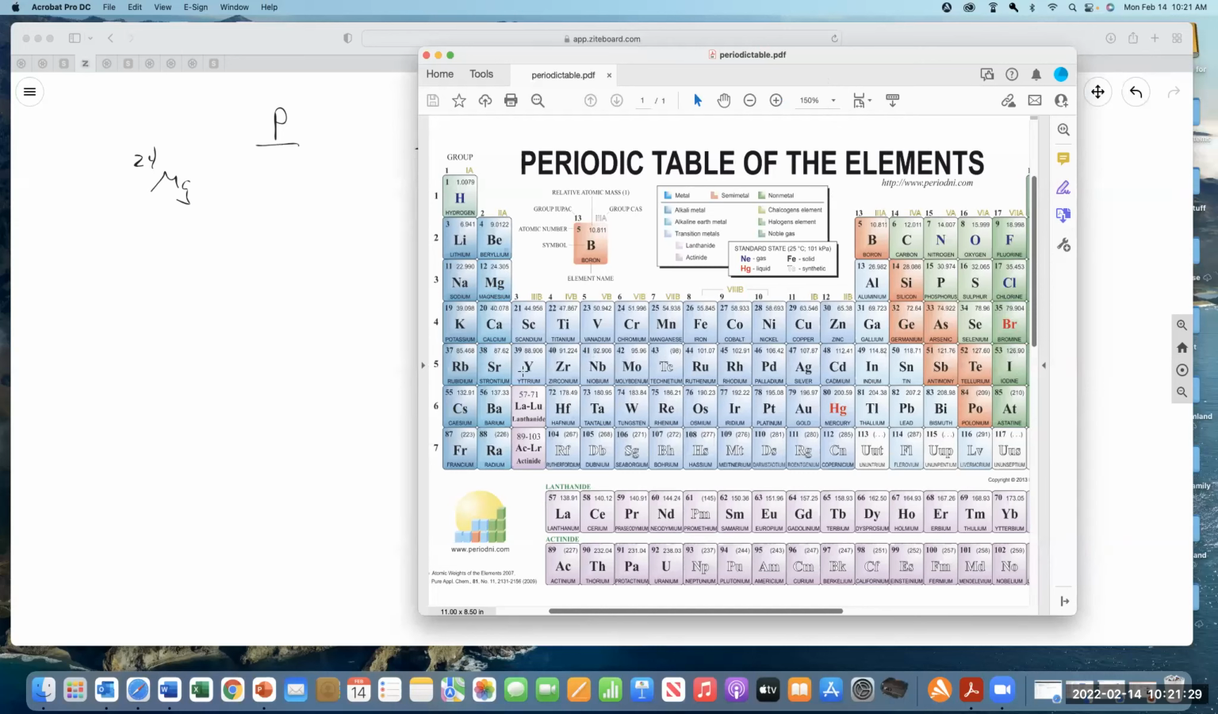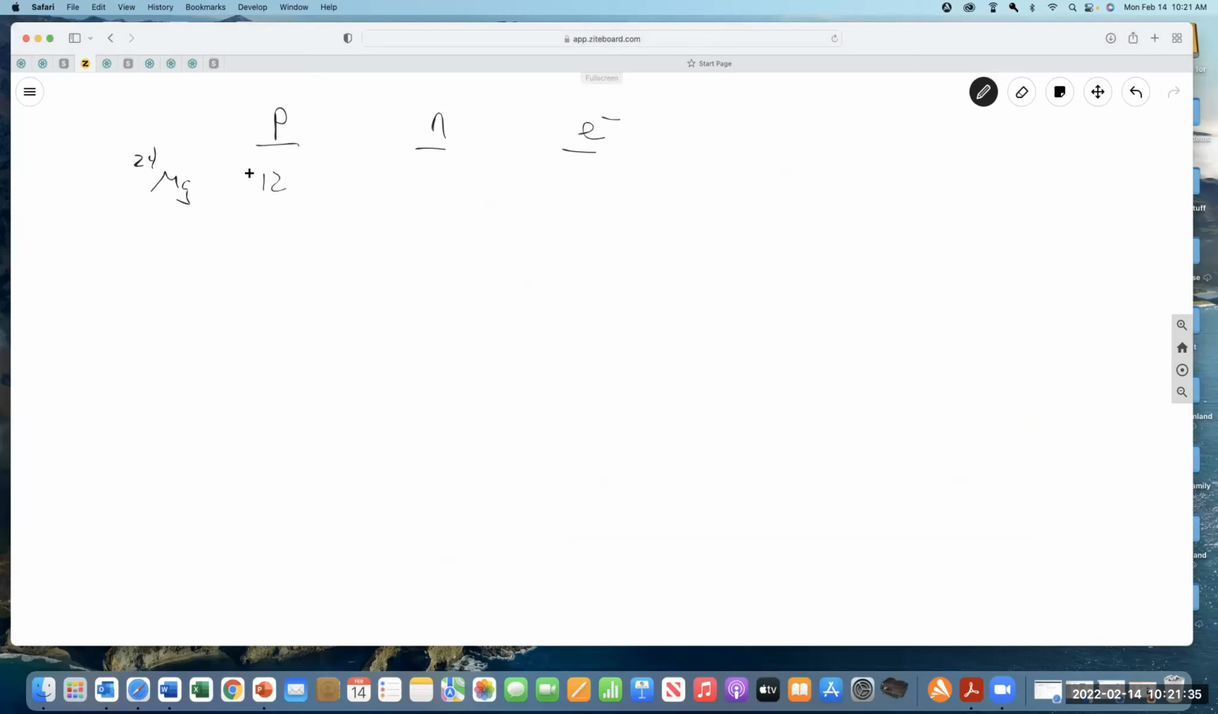So magnesium has 12 protons. That means how many neutrons does this have? 12? 12, very good. So there's 24 protons and neutrons, 12 of them are protons. I'll just write this here in case you didn't quite catch that.